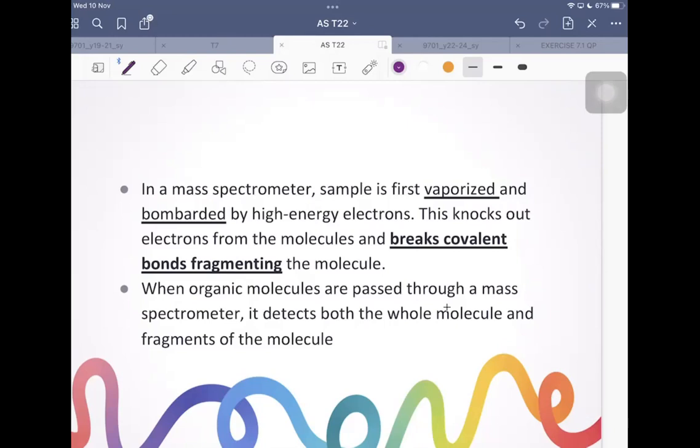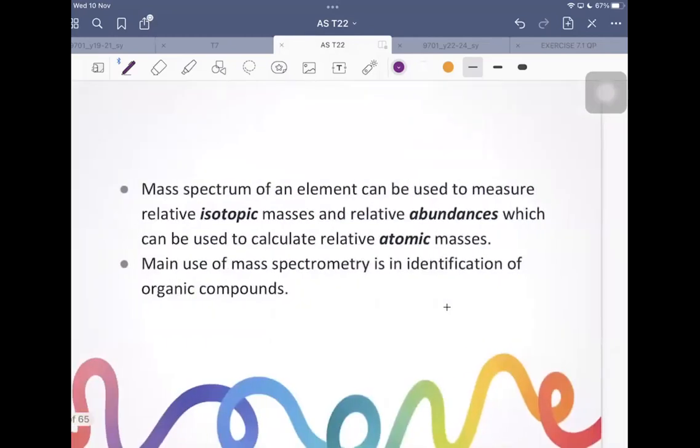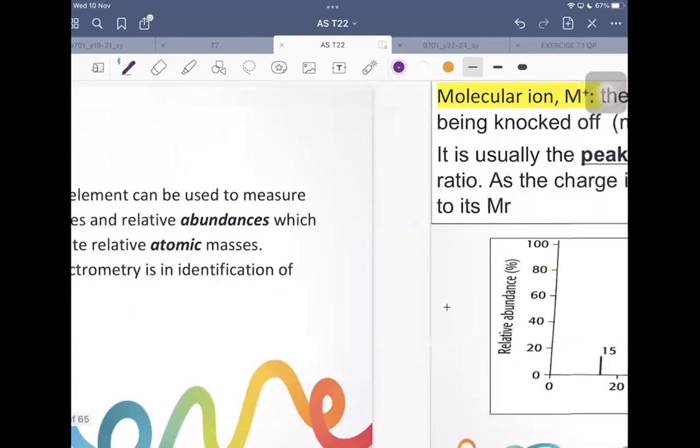So when organic molecules are passed through a mass spectrometer, it detects the molecule as a whole, as long as it's positively charged. And it can also detect the fragments, the broken pieces, again, as long as they're positively charged. The mass spectrometer can be used to find the isotopic mass, the one that we just did. It can be used not only for atoms and isotopes, but also for molecules. The main use of mass spectrometry is in the identification of organic compounds.